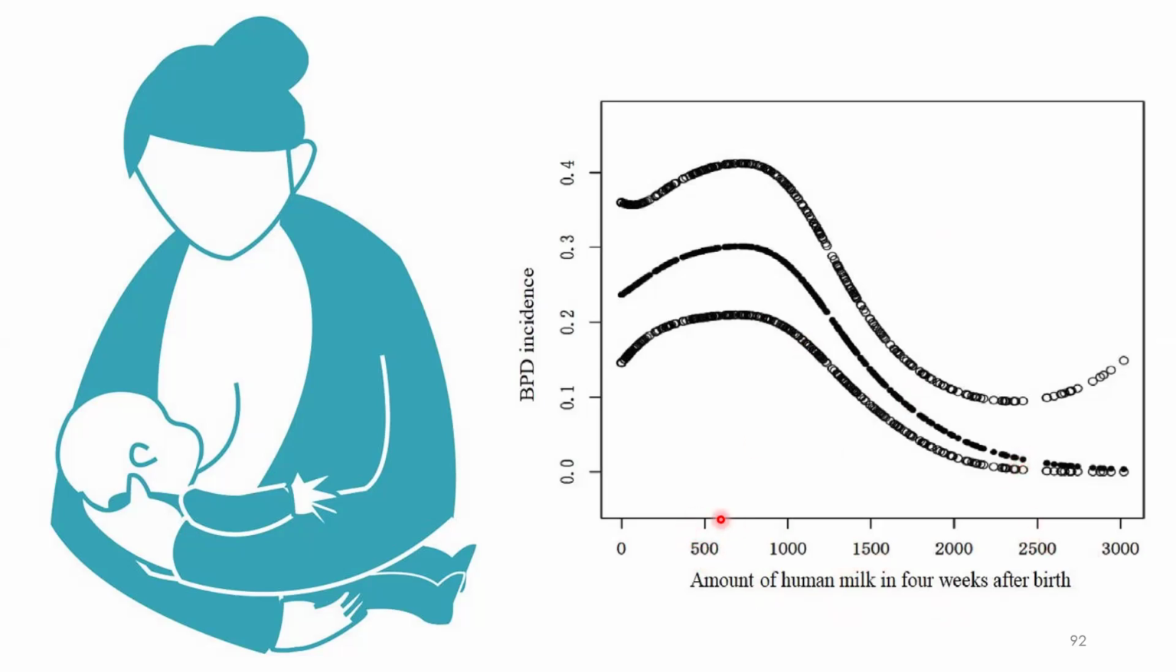If the baby has 500 ml of milk in the first 4 weeks, the incidence of BPD is this, and if the baby has 3 liters of breast milk in the first 4 weeks, that also reduces BPD almost 3 times from this baseline value. So mother's milk is important even in BPD.